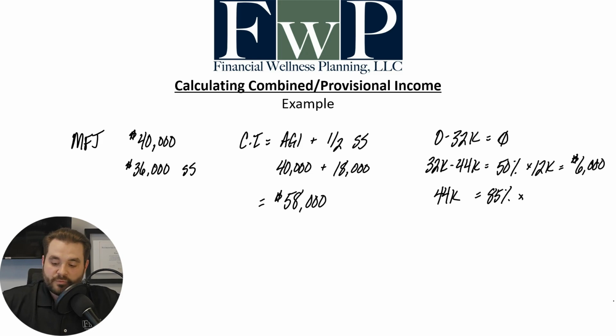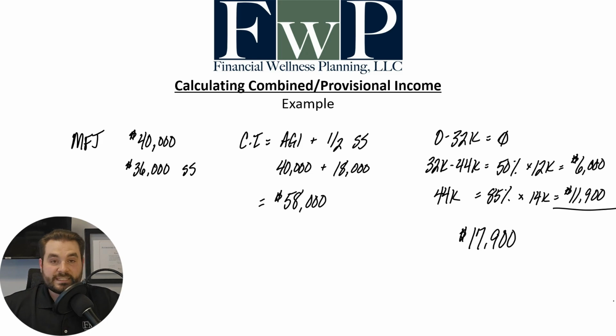Then, any of their combined income over $44,000, 85% of that amount can be included as taxable Social Security. So they had $14,000 above the $44,000 limit. We multiply that $14,000 by 85%. That's going to give us $11,900 of taxable Social Security income. So if we add all of that up, their total taxable Social Security is $17,900. Now keep in mind, there is a cap on the amount of your Social Security that can be subject to taxes. That cap is at 85%.